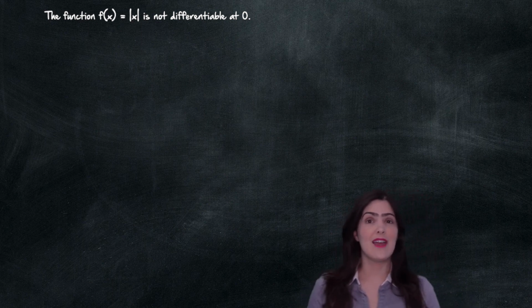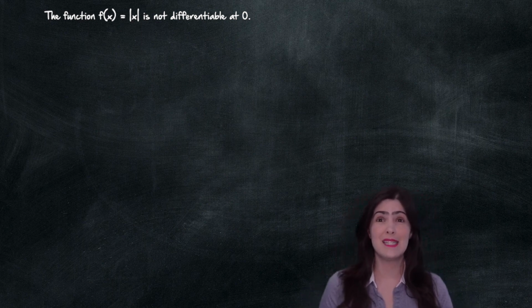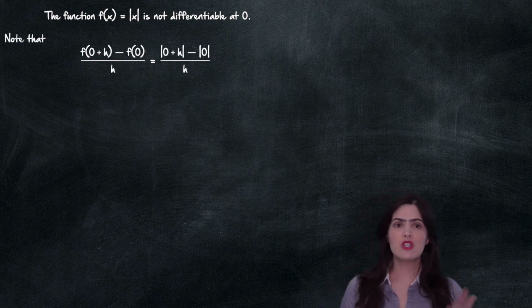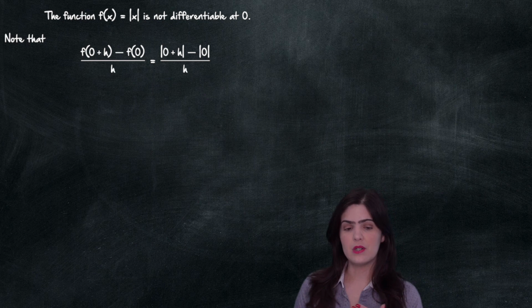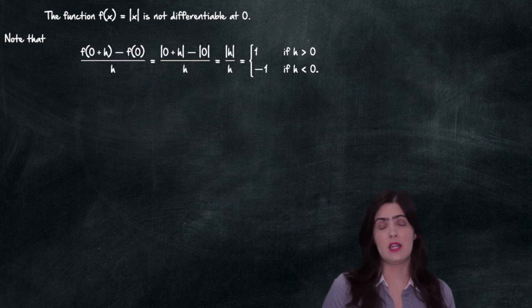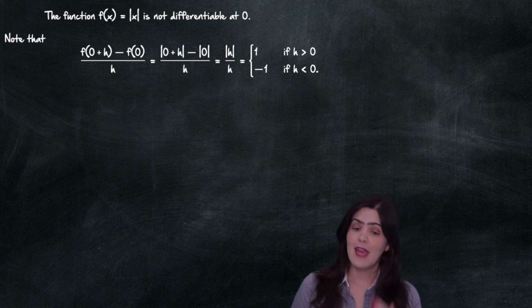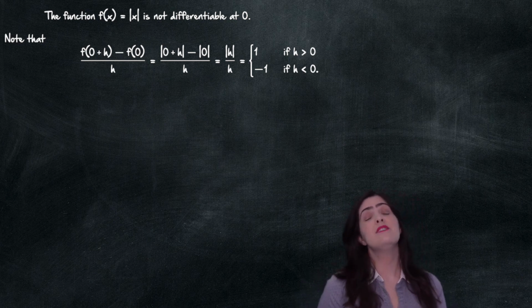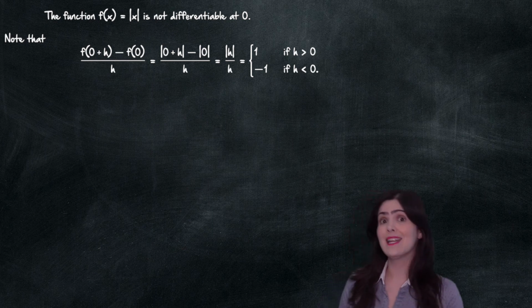The function absolute value of x is not differentiable at 0. To check that that is indeed the case, we just need to look at the definition. You see, f of 0 plus h minus f of 0 over h is the absolute value of 0 plus h minus the absolute value of 0, over h. And this is just the absolute value of h over h. Now, if h is positive, this is 1. And if h is negative, this is negative 1.